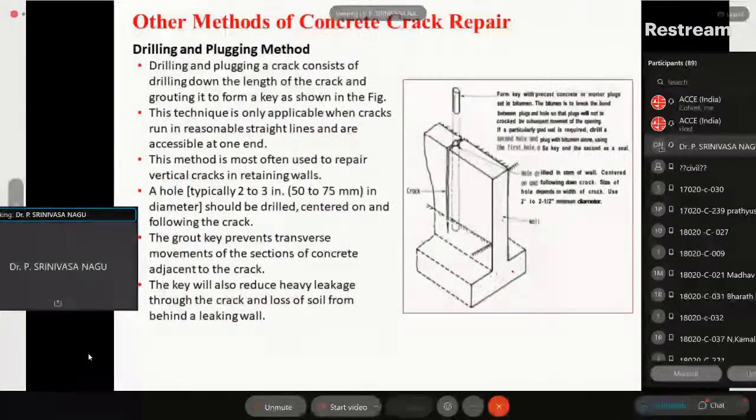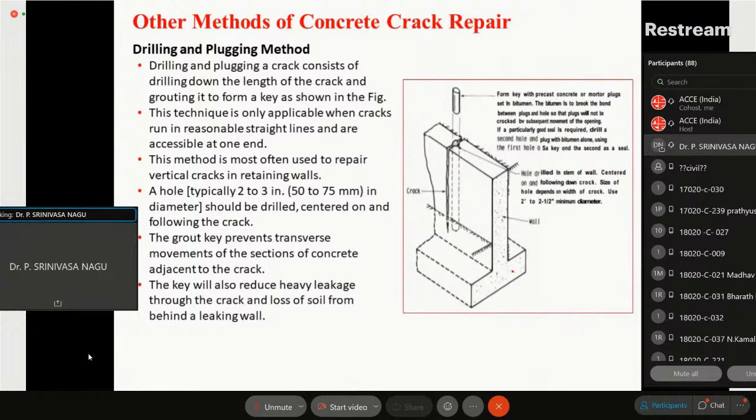Then other methods of concrete crack repair are there. Sometimes, if the cracks are filled with a material, if the structural component problem is less, this material will do. But if the work involved is more, then we need to insert certain reinforcement, keys, etc., connect them, drill the holes, plug them with the keys, and then put the jointing material. So there are similar things.